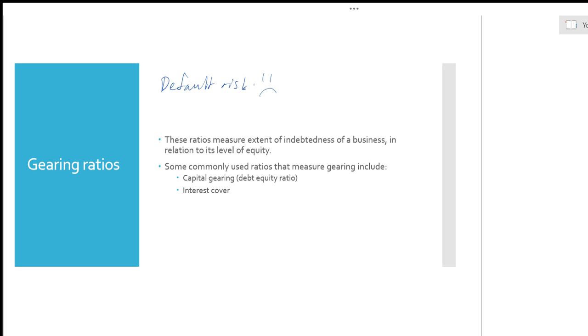We say that gearing ratios measure the indebtedness of a business in relation to its level of equity, right? Some ways that we use to measure gearing include capital gearing. Capital gearing is also known as debt to equity. We take the long-term liabilities of a business and divide that by the equity, which includes shareholder funds and reserves, and with the fraction that you have derived, multiply by 100. It can be expressed in percentage terms.